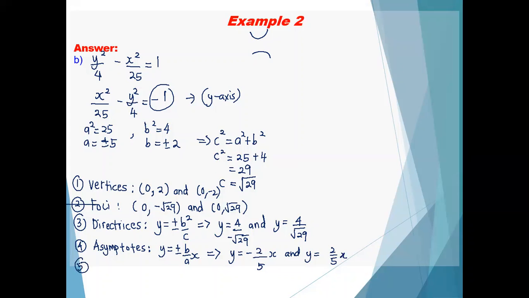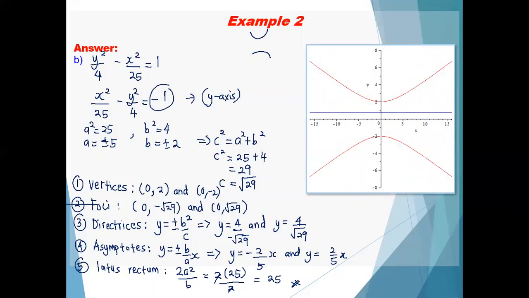Okay, number 5 is the lattice rectangle, which is 2. Okay, so here the y axis over b, 2x square over b, is equal to 2. X square is 2, a square is 25, b is 2. So the answer is 25. Okay, so that is example 2.